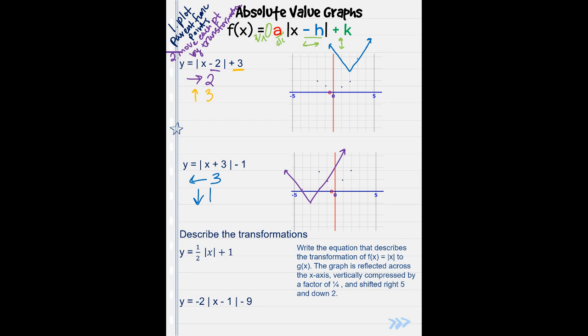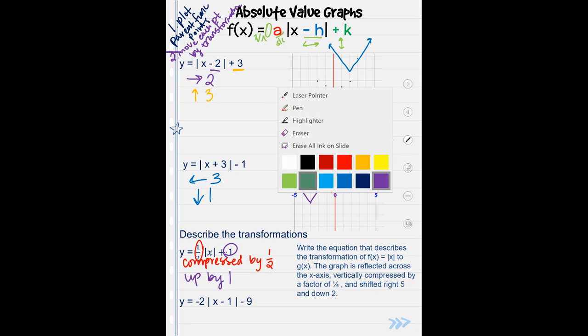Again, you're most likely going to be given some graphs and asked to pick it out, but I wanted you to know how to do it. All right, now you're also going to be asked to describe the transformations that happen. So if this outside here is a fraction, then we're going to say it's compressed by 1/2. Then there is no number inside, so it's not moving to the left or right either way, but this number, positive 1, tells us it's moving up by 1 unit. Okay? Easy peasy. All right, let's look at this other one.